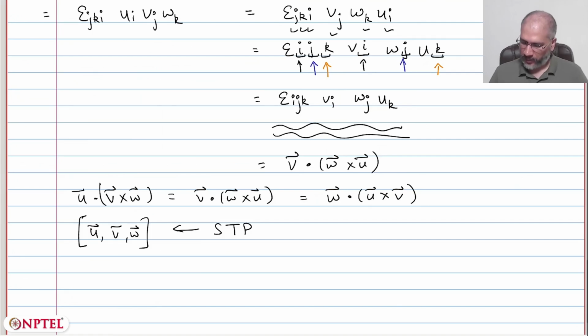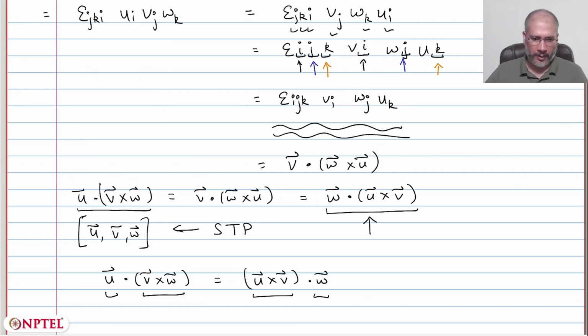In fact, what we can also show, or in fact we've already seen, is that u dot v cross w is the same as u cross v dot w. So again, the order matters. I can write the scalar triple product between the three vectors u, v and w as this, which is also the same as doing the cross between u and v first and then dotting it with w. Right, so let's now move on to the next product, that is the vector triple cross product.